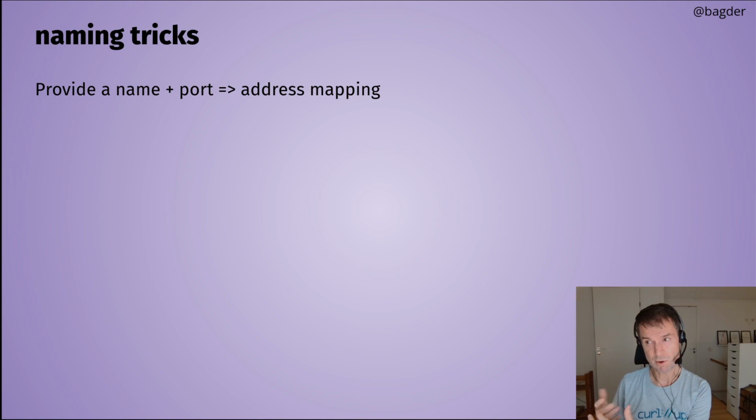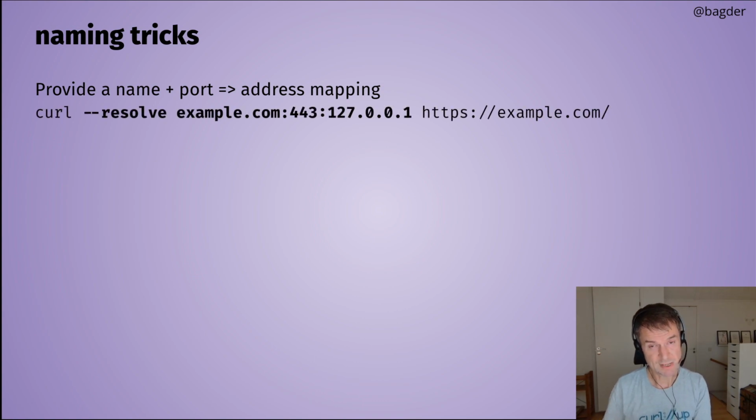You use the correct URL, but you can fiddle with the name resolving. For example, like this. So instead of going to the real example.com site, you tell curl that example.com is actually resolved to this IP address, 127.0.0.1. So instead of going to the real example.com, it will go to your localhost and try to get this page, the URL.